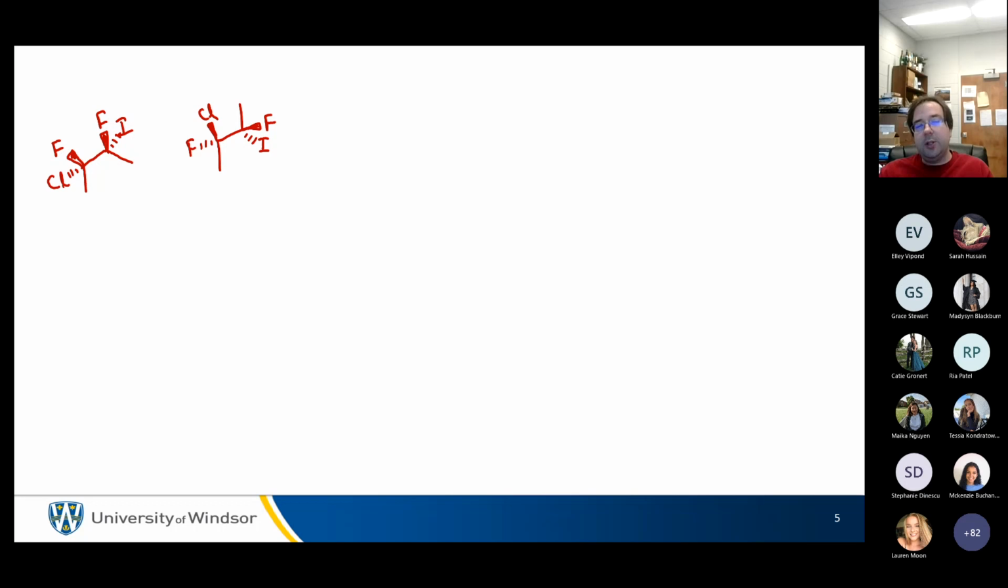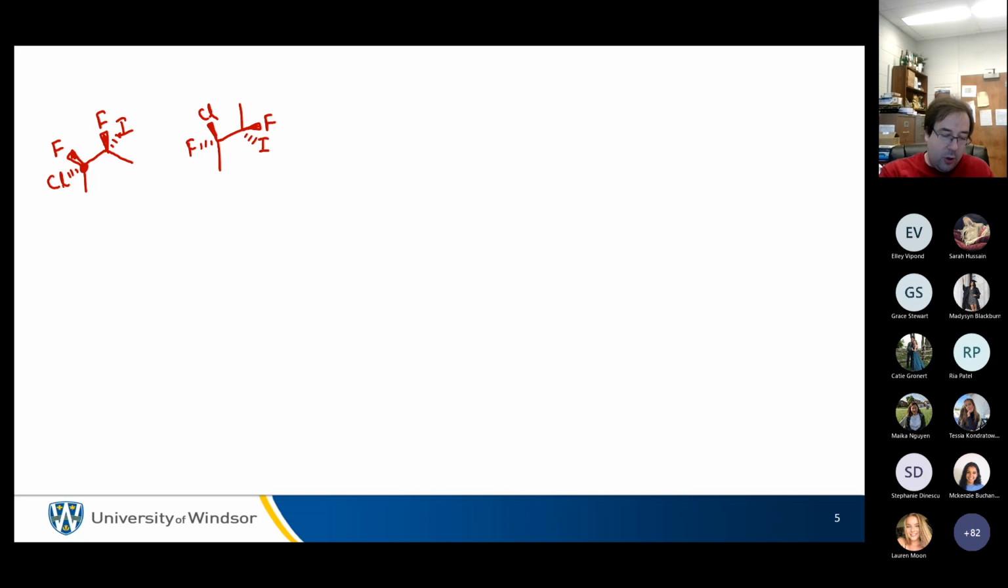So I guess the question could be, what is the relationship between these two molecules? Are they diastereomers? Are they the same compound? Are they enantiomers? There are two chiral centers. We need to do a quick check to make sure that they are still constitutional isomers. Everything is attached to the same thing, and yes, it is.